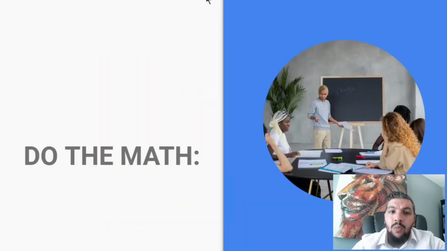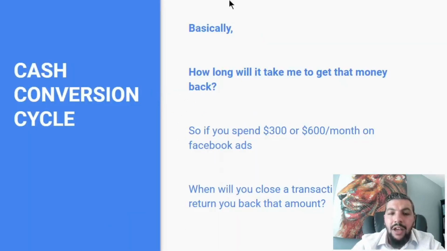Cool. One more thing before I get into the ads of what's really working right now is doing the math. And usually I would talk about this part first, but I kind of left it to the end because I wanted to share with you some of the elements first. Okay. So what do I mean by doing the math? There's something called the cash conversion cycle, right? And what cash conversion cycle basically means is how long will it take me to get that money back?